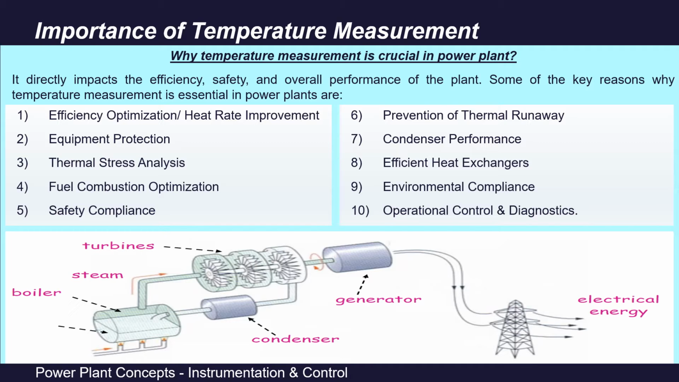And our next reason is environmental compliance. Power plants must adhere to environmental regulation regarding emission and cooling water discharge temperature. Temperature monitoring helps in controlling and mitigating the environmental impacts. And the last reason is operational control and diagnostics. Basically, real-time temperature data provides insight into the operational health of the plant. Anomalies in temperature pattern can be indicative of potential issues, allowing for proactive maintenance and troubleshooting.